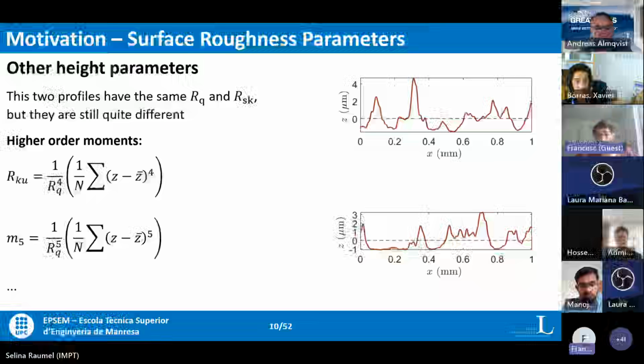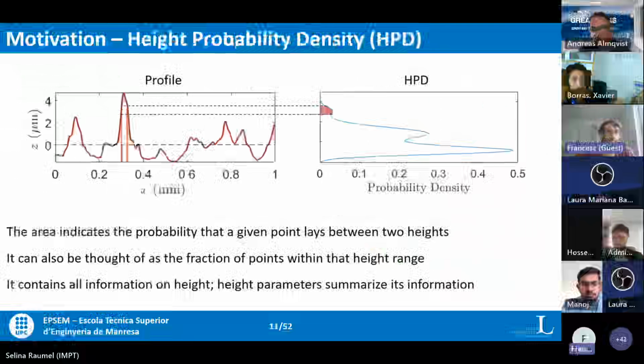For the skewness, it was very easy: amount of peaks, amount of valleys, and so on. For the kurtosis, some attempts have been made, but they are a bit less reliable, and very few correlations have been found with it. For higher order moments, not even that. So what can be the alternative? Well, we can go and look at the probability density.